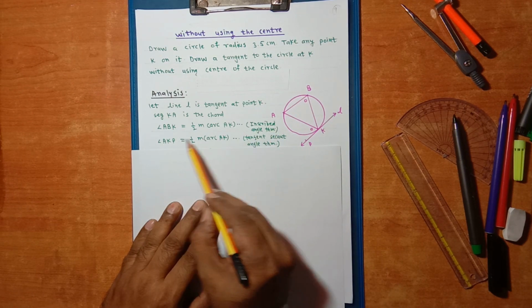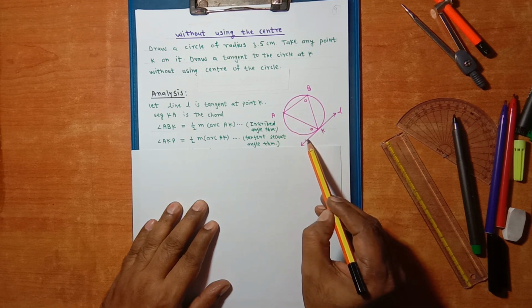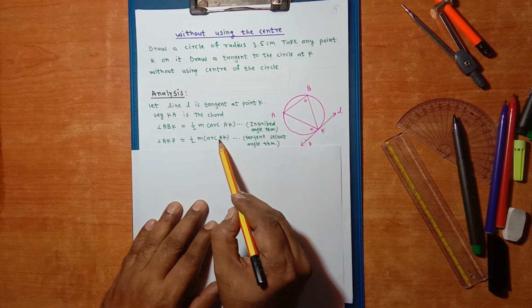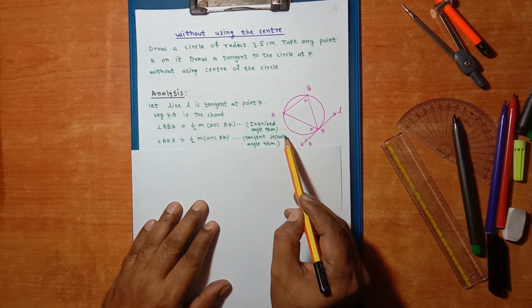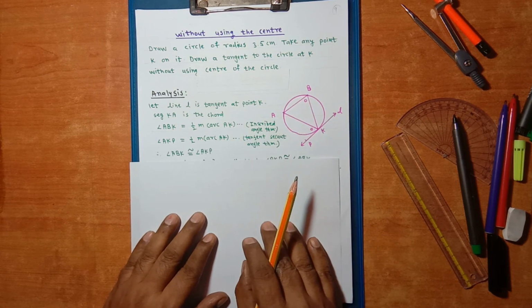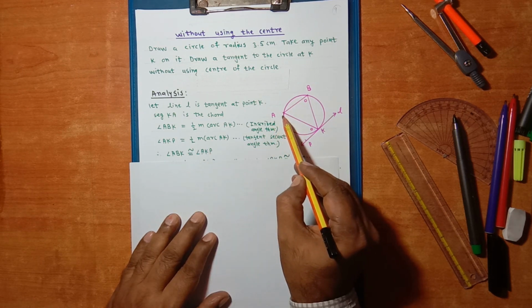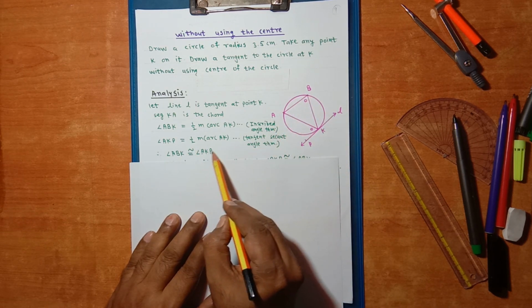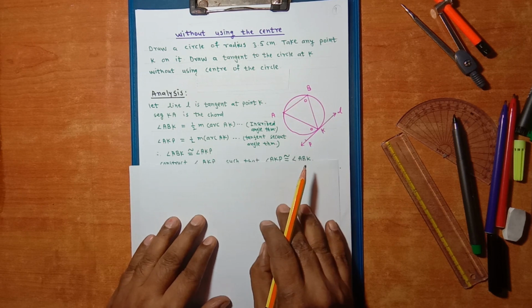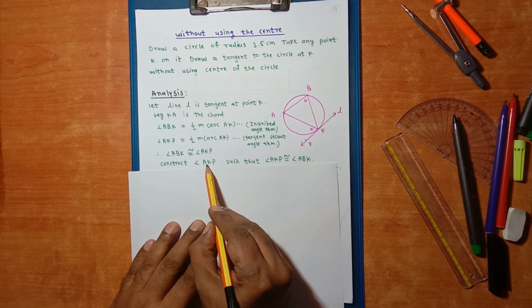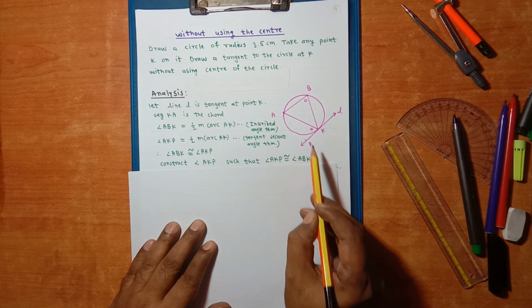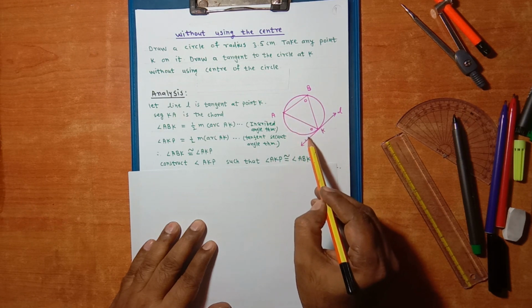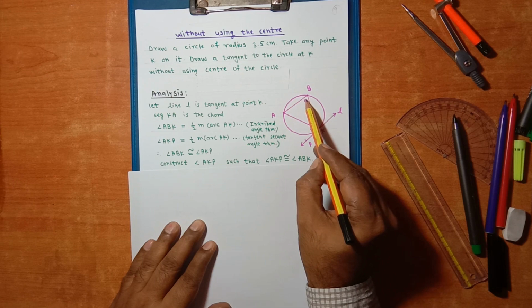Similarly, angle AKP is equal to 1/2 major arc AK. Reason: tangent secant angle theorem. Therefore, angle ABK is congruent with angle AKP. So, construct angle AKP such that angle AKP is congruent with angle ABK. So, we have to construct angle AKP such that it is congruent with angle ABK.